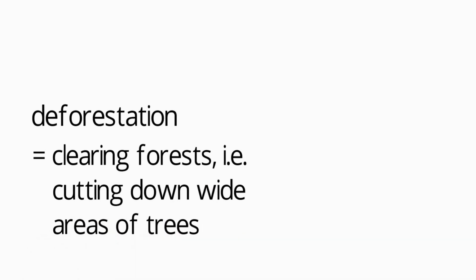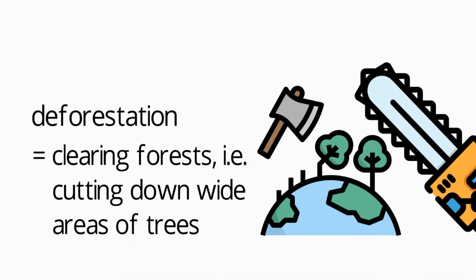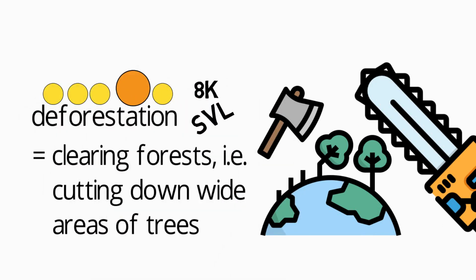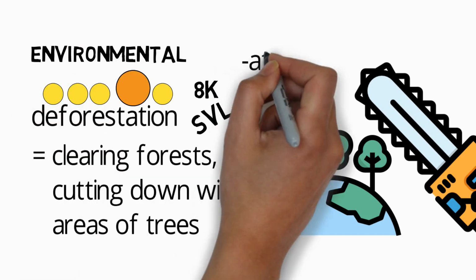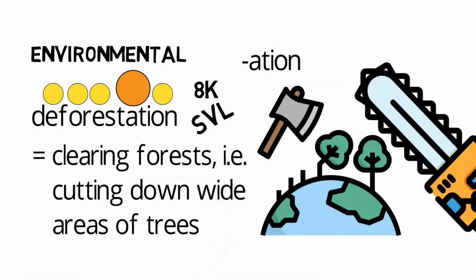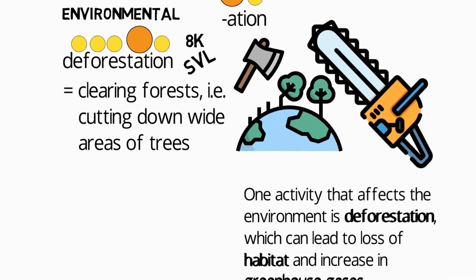So deforestation means clearing forests, in other words, cutting down wide areas of trees. This word isn't in the AWL or the AVL, but it is in the SVL, and it's a good mid-frequency word. The pronunciation pattern of this word actually matches environmental, with the stress on the penultimate syllable, deforestation. Although that's actually a general pronunciation rule for English, any word ending in -ation has the stress on the A.